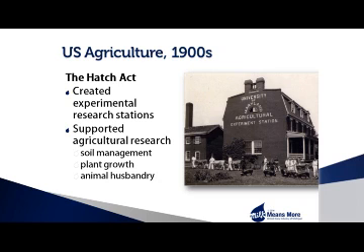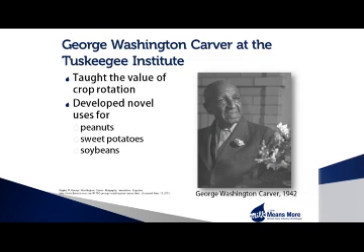Twenty years of research from these stations led to the development of disease-resistant plants, improved plant yield and quality, and increased productivity of farm animals. Here is one example of agricultural research from these colleges. At the Tuskegee Institute in Alabama, George Washington Carver taught crop rotation to refresh land exhausted after decades of growing only cotton and tobacco. He is best known for developing many novel uses for peanuts, sweet potatoes, and soybeans.